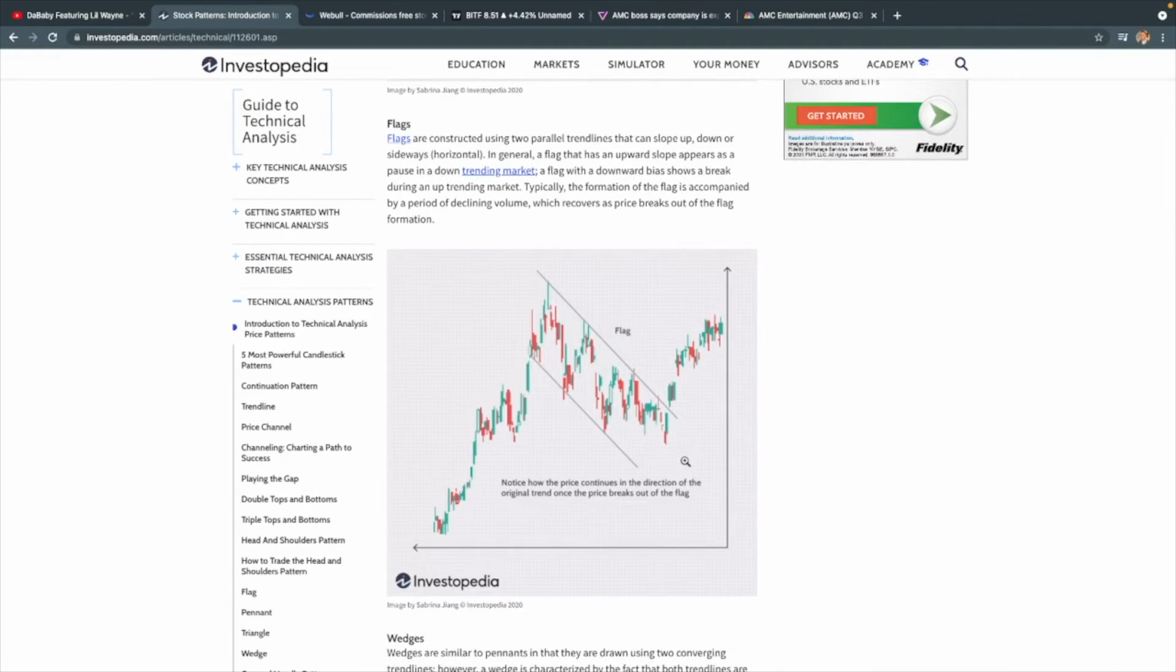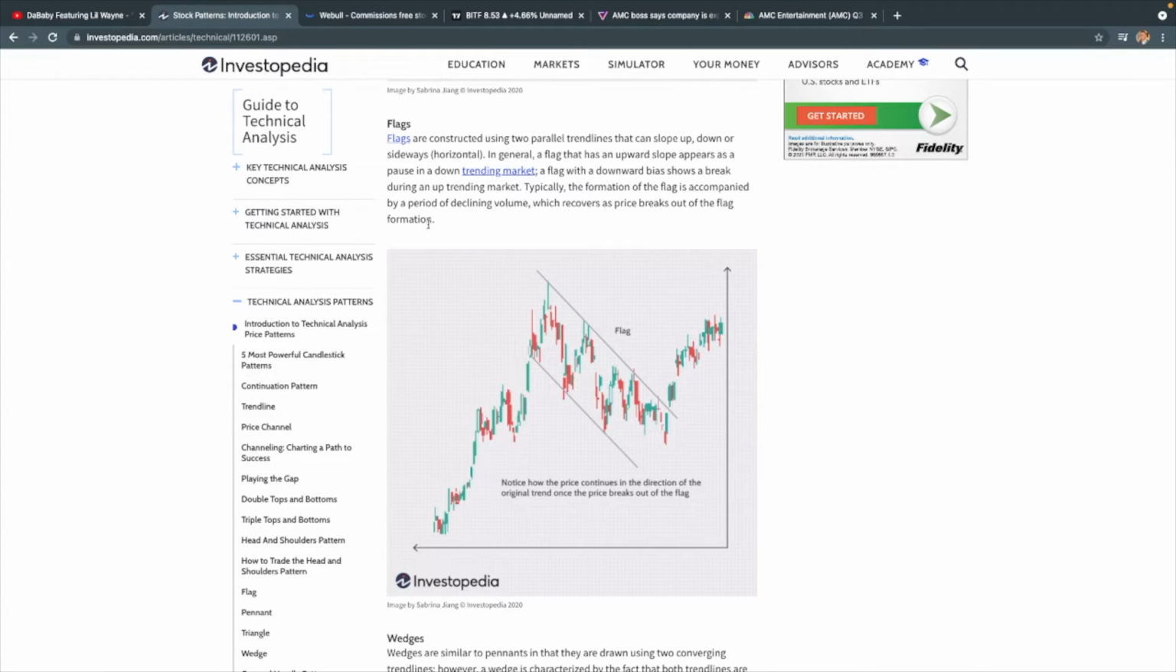A flag. Okay, so the flag is one of my favorite ones because most people think it's going to be a sell-off. They think it's going to be a downtrend, right? But it's actually a trick. It's actually a psych out, right? They'll fake you out. The flags are constructed using two parallel trend lines that can slope up, down, or sideways, horizontal. In general, a flag that has an upward slope appears as a pause in a downtrending market. A flag with a downward bias shows a break during an uptrend market.